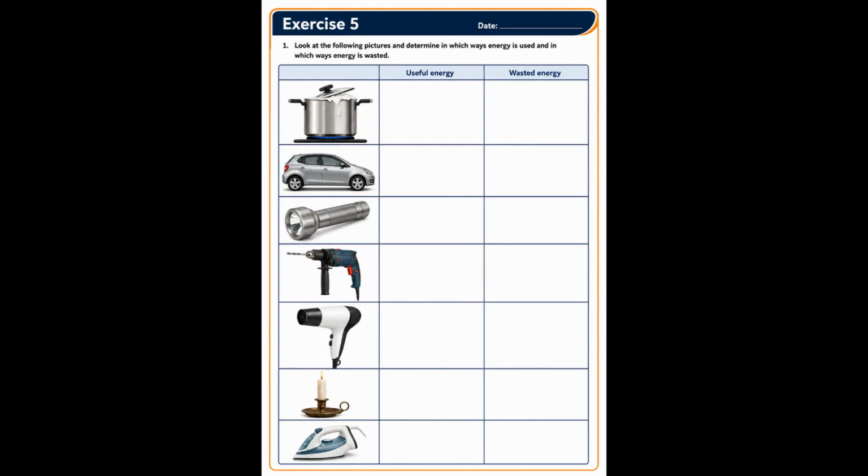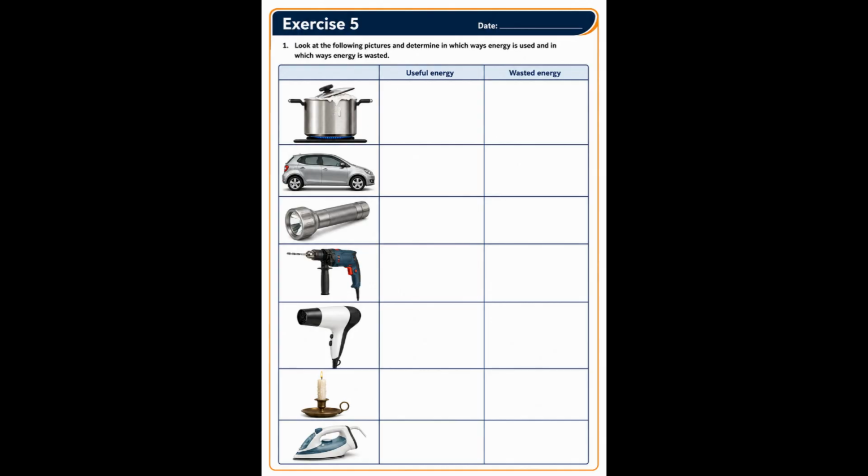The vehicle in the picture uses chemical energy stored in fuel. Its useful energy is kinetic energy because the vehicle needs to move from one place to another. Not all of the fuel energy makes the car move. Some is wasted as heat from the engine and exhaust, as well as sound from the engine, tires, and traffic. Write kinetic energy under useful energy and heat and sound energy under wasted energy.